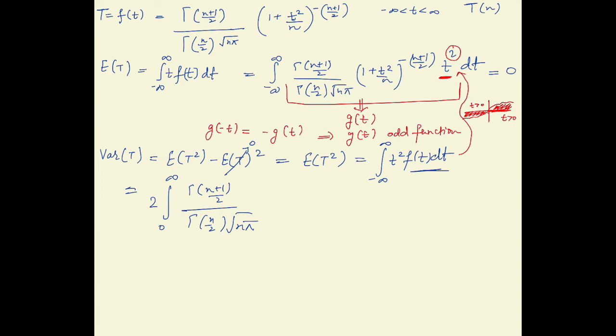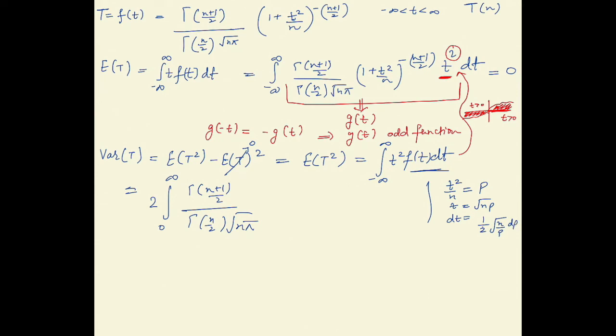And let's also make a substitution. Let's substitute t square by n to be equal to some arbitrary random variable, let's say p. So then t would be root np, and dt would be 1 upon 2 root n upon p dp.